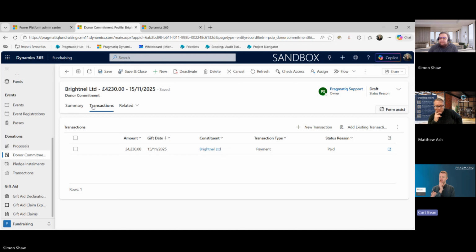Fantastic. Thanks, Simon. That's a really detailed overview, and I really like how the appeals and the campaigns can be linked, so you can, I assume, do some reporting at that higher level.